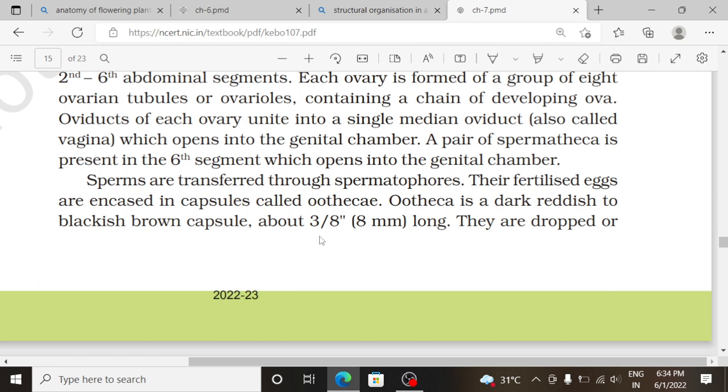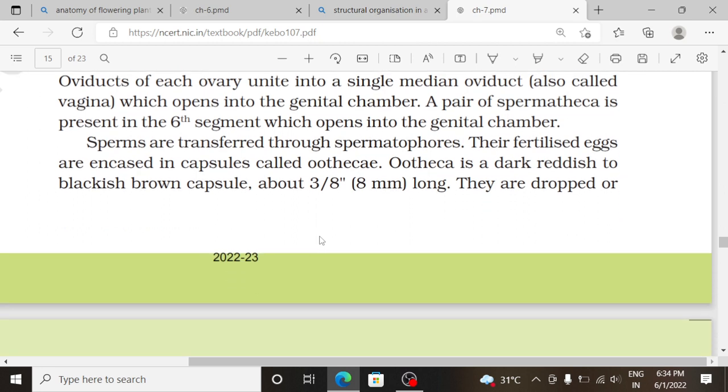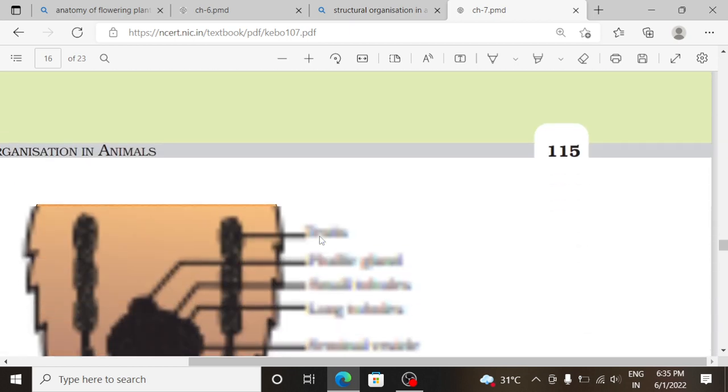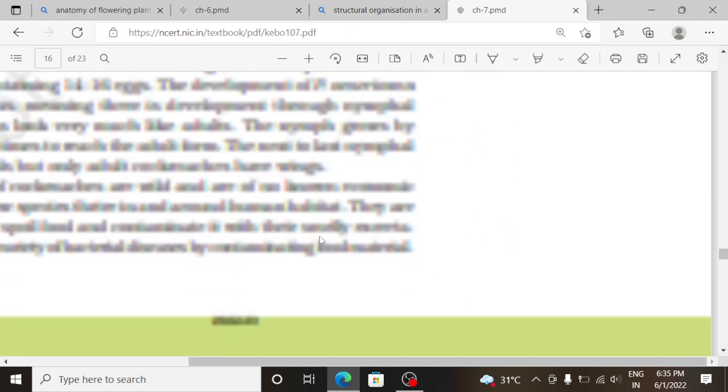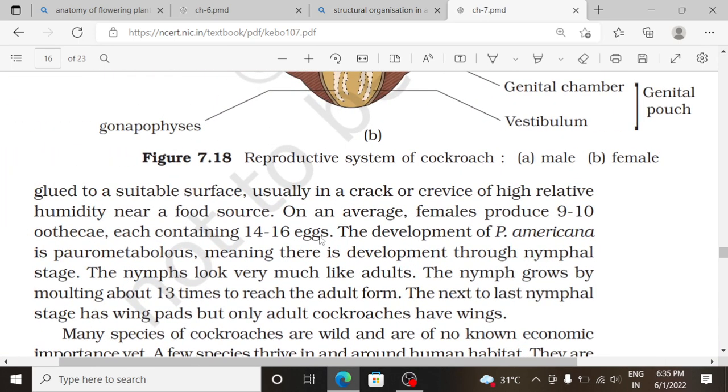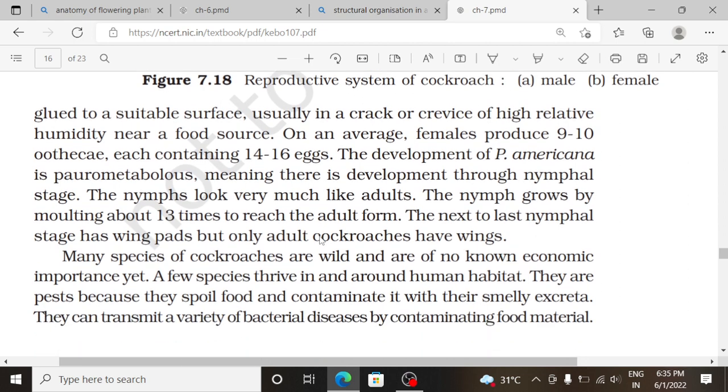Their fertilized eggs are encased in capsules called oothecae. Ootheca is a dark reddish to blackish brown capsule about 3 by 8 millimeter long. They are dropped or glued to a suitable surface, usually in a crack or crevice of high relative humidity near a food source.